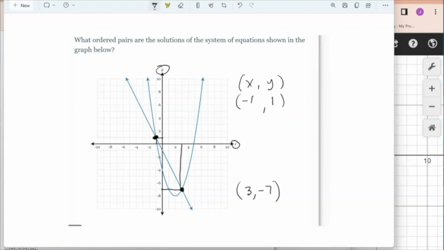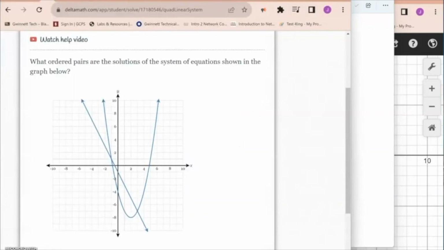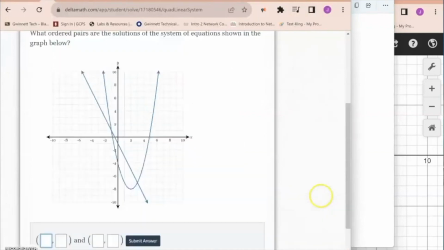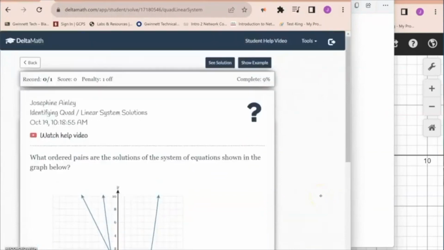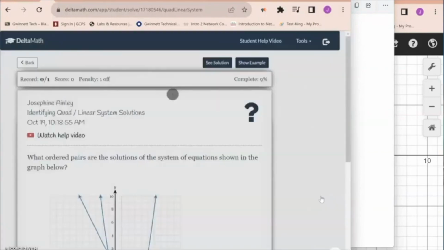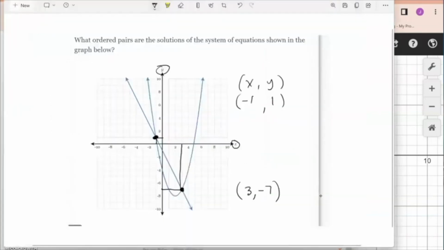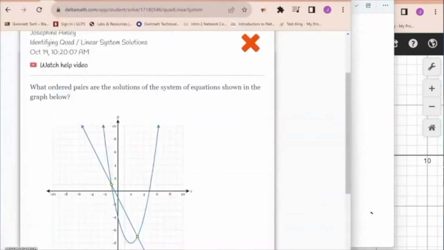Okay, so remember, a solution to a system of equations is the intersection when you have an equal sign. All right, so just put that in, -1, 1. It's not going to let me put it in, but I'll just get it wrong and show you. So -1, 1, and 3, -7. Okay, so the intersection is the solution.